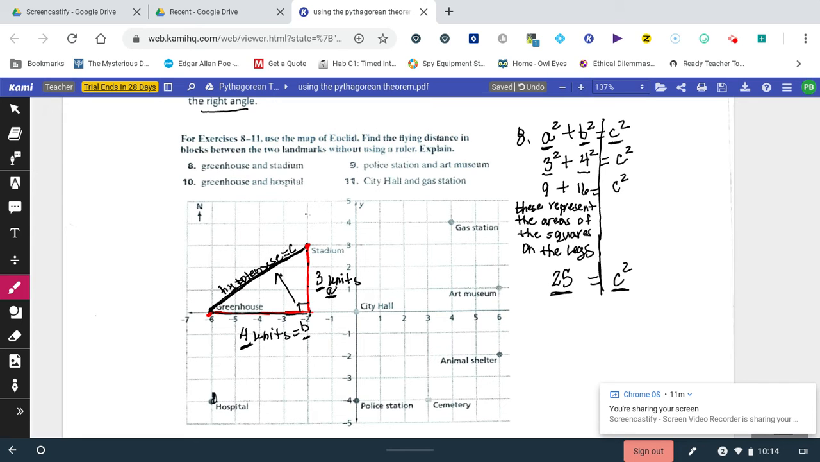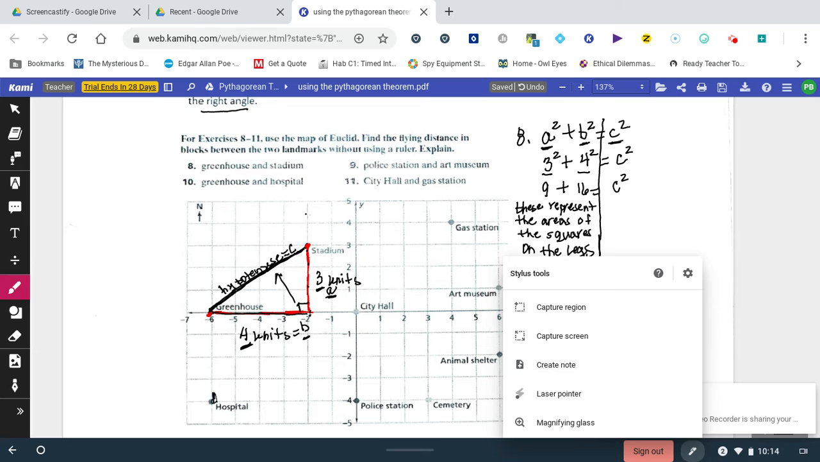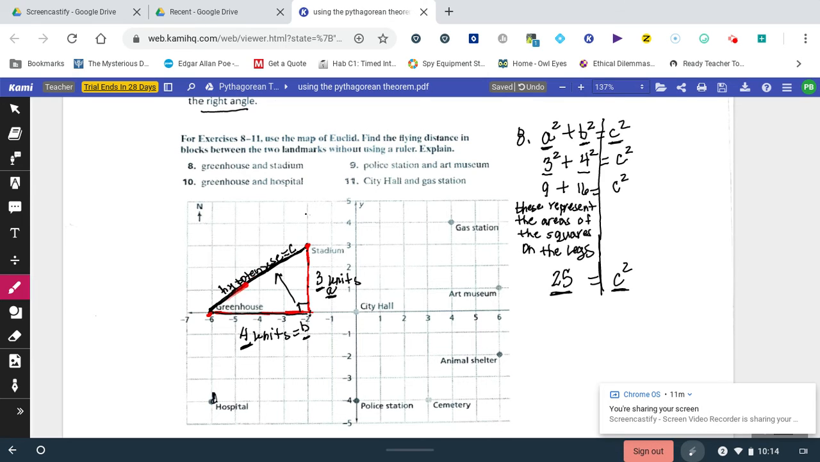Now, I don't want the area of the square on the hypotenuse. It would be whatever this is, so that would be 25 if I were to draw a square out right here. But I don't want that whole square. I only want this line segment. So what do I do if I only want this line segment? Because that line segment is not 25. Again, the area of the square that I would draw on this would be 25.